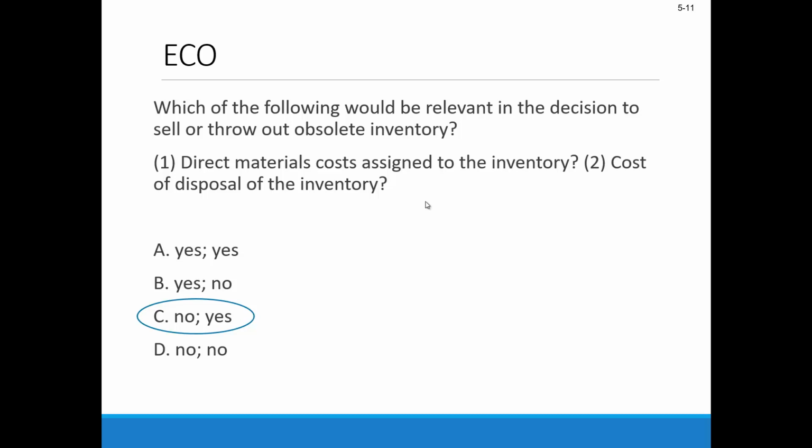If we sell it, we're presumably having no cost of disposal and hopefully getting some money in return. If we dispose of it, we throw it out, we're going to have some kind of dumping cost, landfill cost, whatever. So again, anything that's different between the two alternatives would be considered relevant. Anything that's not different would be irrelevant.